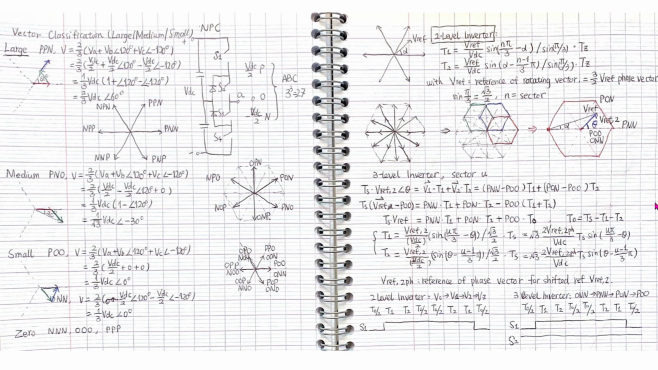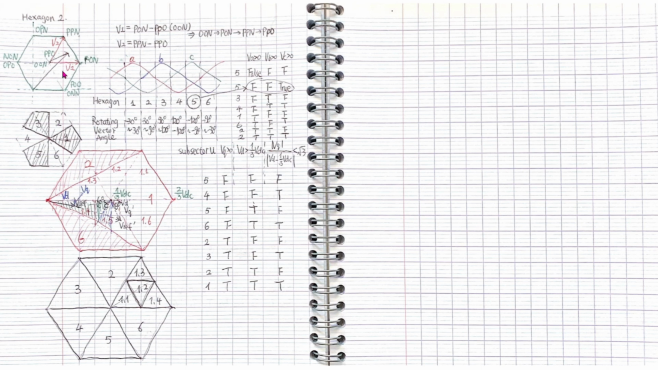We can get other sectors U for this hexagon 1 for phase A. Other hexagons can also be calculated in the same way. Let's see in the second hexagon, we have V1 equals PON minus PPO, V2 equals PPN minus POO. PPO is also ONN. For its first sector, we can have also the switching series. But how do we know which hexagon to use?